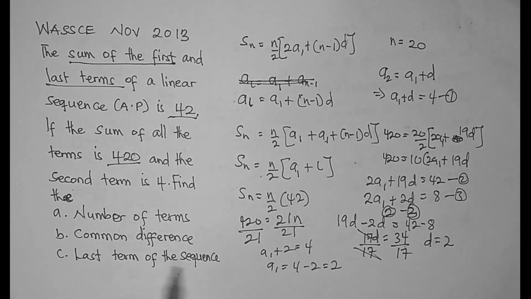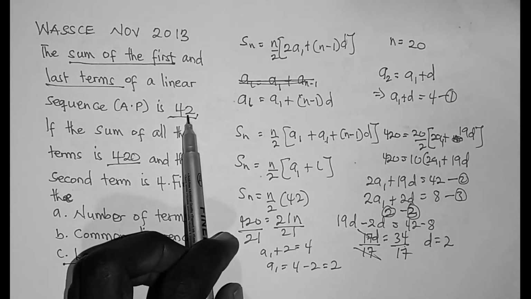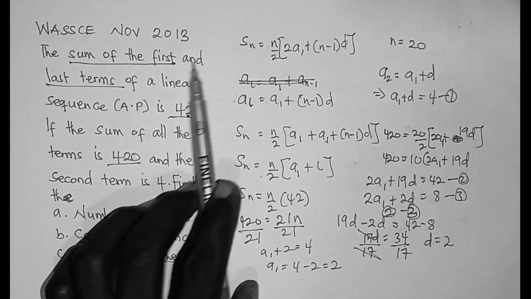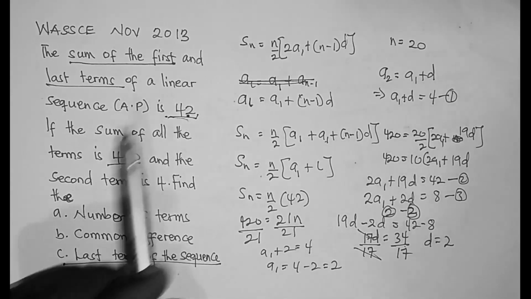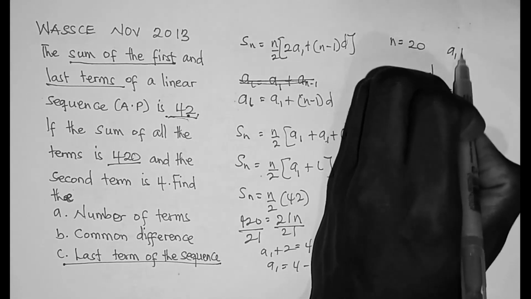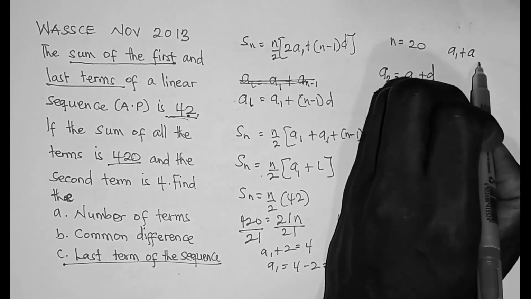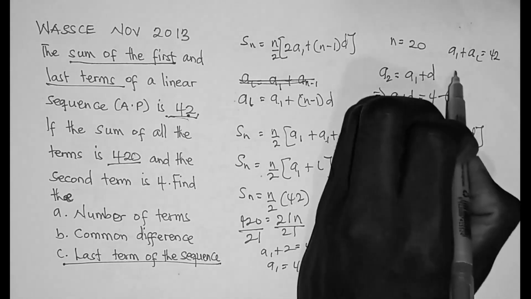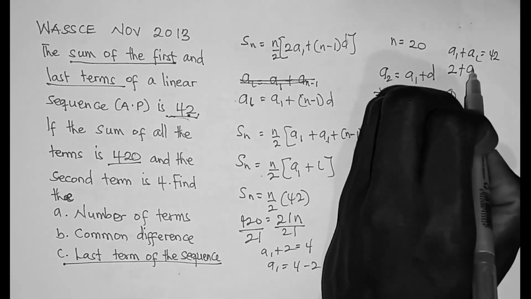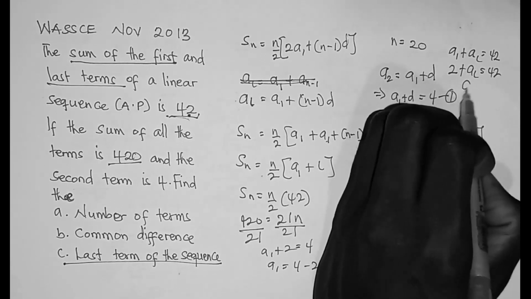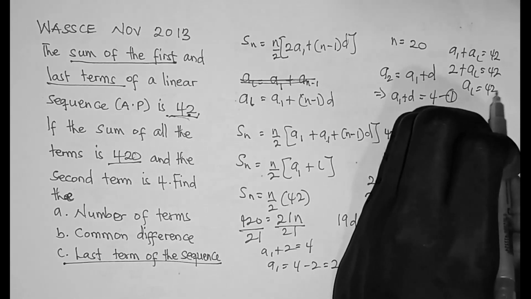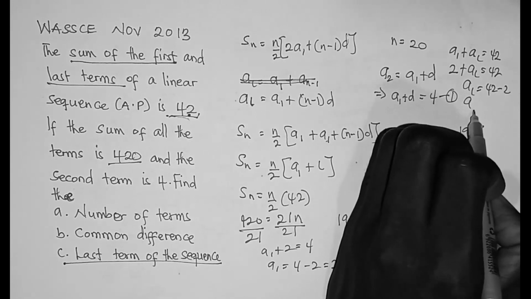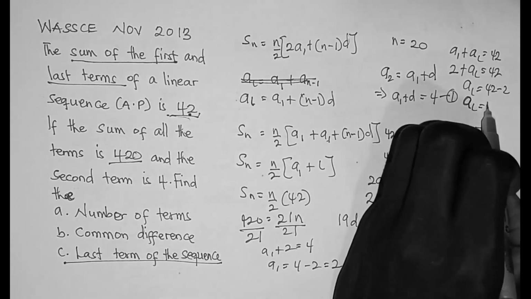Now let's simplify the last part of the question, which is the last term of the sequence. Remember that the question says that the sum of the first term and the last term is 42. So in other words, a1 plus al equals 42. a1 is 2, which is the first term, plus al equals 42. So the last term al equals 42 minus 2. So al, the last term, equals 40.